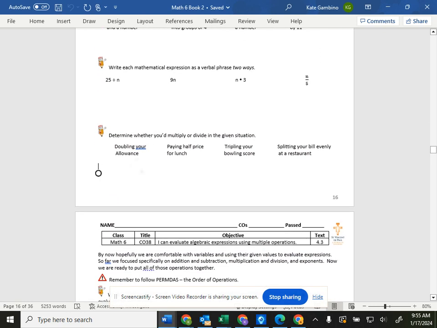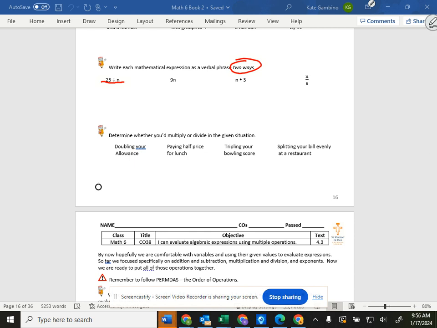Now it says write each mathematical expression as a verbal phrase in 2 ways. So we have lots of different words we could use for dividing and different words we can use for multiplying. So you're going to write 2 different ways using our verbal phrase, so the words. So look at this first one. How would I put that into words?